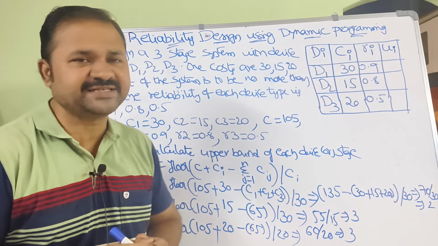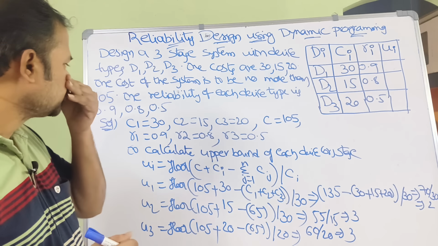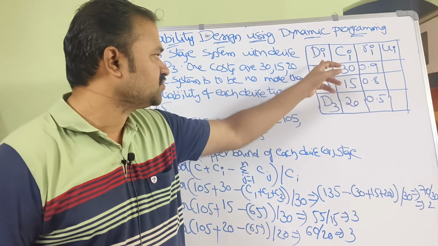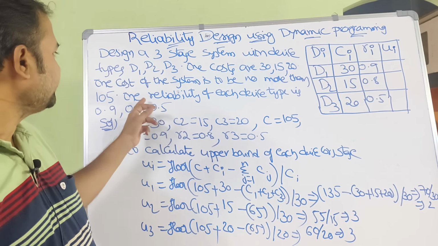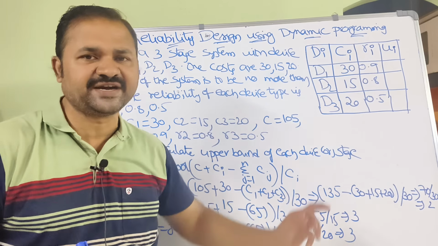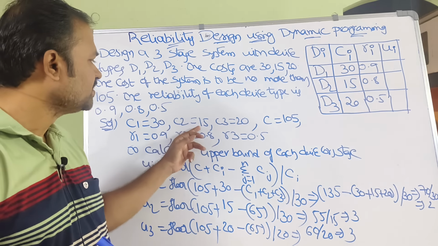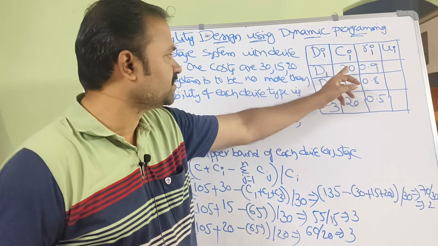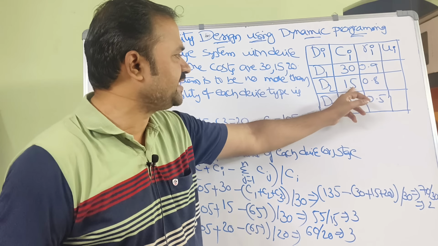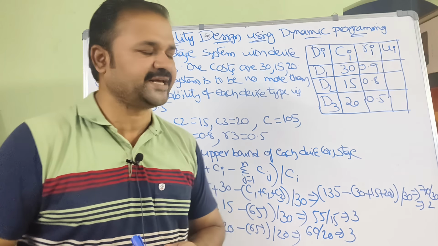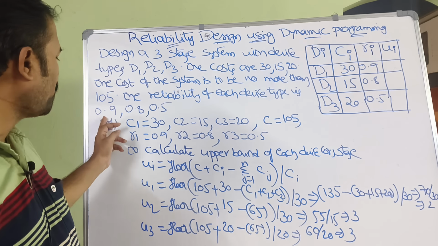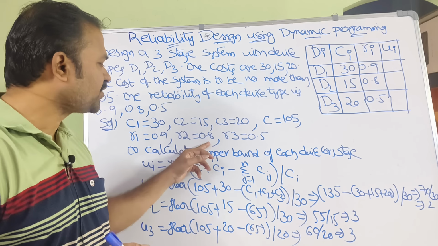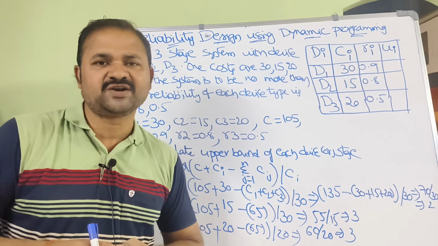The reliability of each device type is 0.9, 0.8, 0.5. So for this we have to design a system. Here, a total of 3 devices are given, and the column Di represents the devices. The costs of the devices are 30, 15, 20, so C1 is 30, C2 is 15, C3 is 20. The second column Ci represents cost. And the reliabilities are R1 equal to 0.9, R2 equal to 0.8, R3 equal to 0.5.